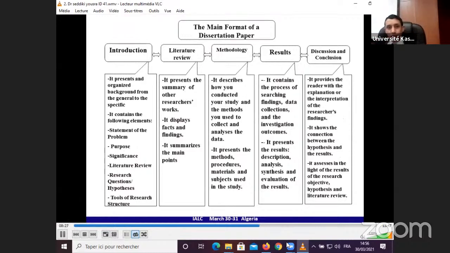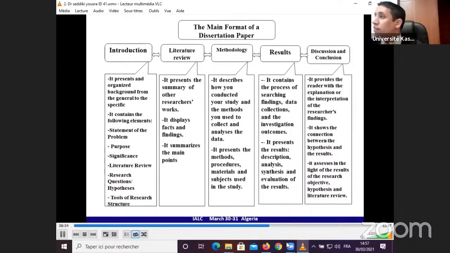It is divided into the following five main parts. Introduction. It presents and organizes background information from the general to the specific. It contains the following elements such as statement of the problem, purpose, significance, literature review, research questions, hypothesis, tools of research. Literature review. It presents the summary of all the researchers' works.